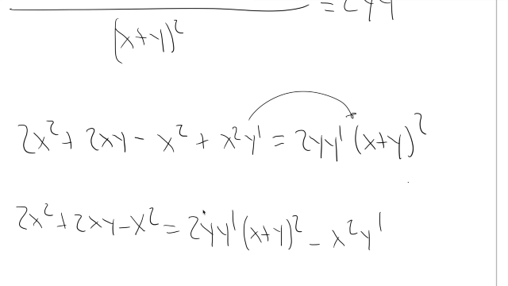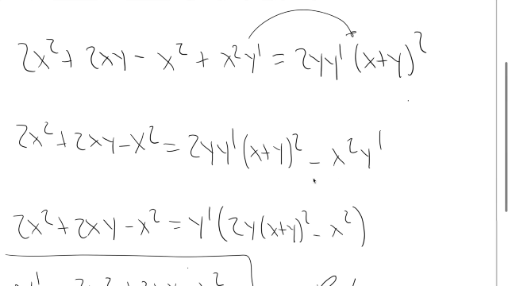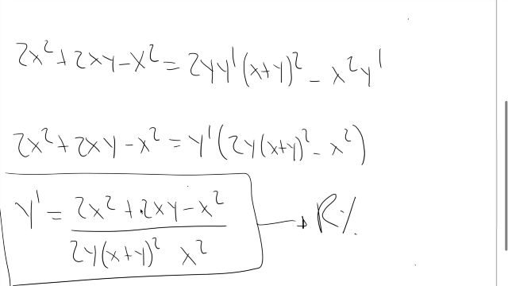This is the same term that we have up here, and then minus x squared multiplied by y prime. I factor y prime, and then I get whatever was multiplying y prime: 2y times x plus y squared minus x squared. Then y prime is going to be equal to 2x squared plus 2xy minus x squared, which is what I had on the other side, divided, because this now becomes the denominator, by 2y multiplied by x plus y squared, minus, sorry, I'm missing the minus in here, minus x squared.